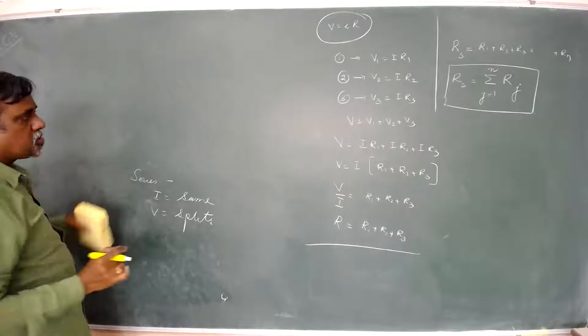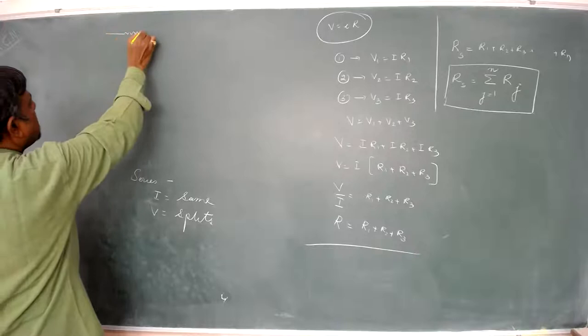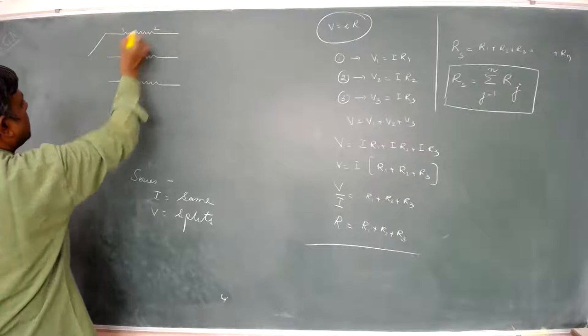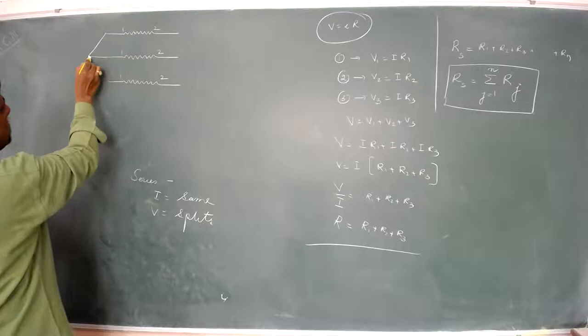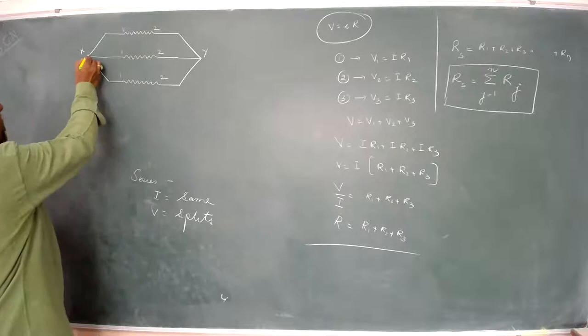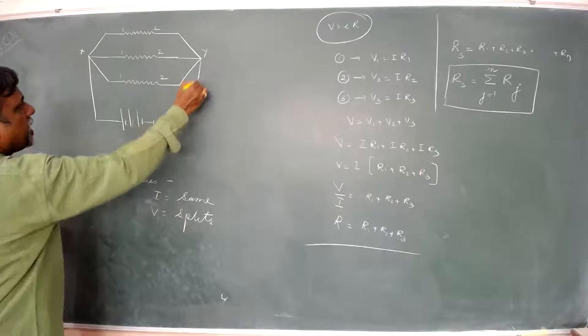So look at this here. You see one resistor I am placing over here, the second resistor I am placing over here, and the third resistor I am placing over here. Now this is the first terminal, second terminal, first terminal, second terminal, first terminal, second terminal. All the first terminals to one point, that is X. All second terminals to another point, that is Y. Now these two points are to be connected to the power source over here. So this type of combination is known as a parallel combination.